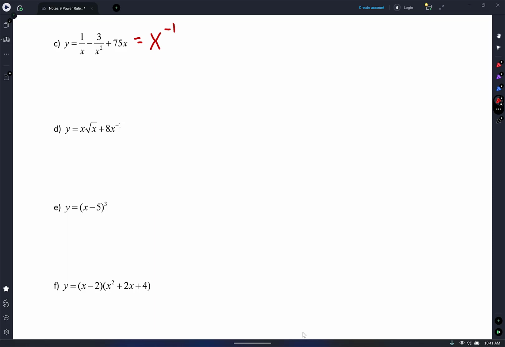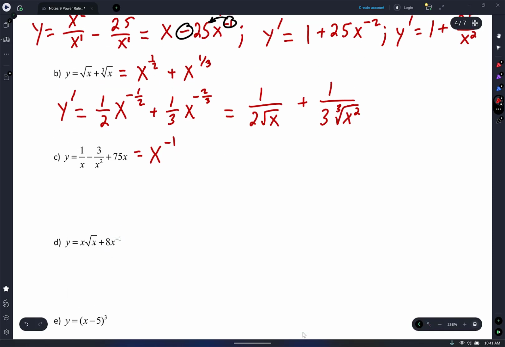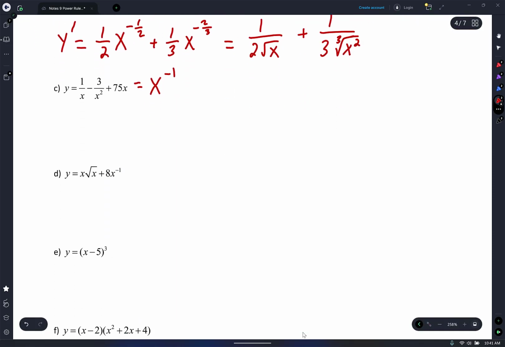Negative 1. Yeah, we're gonna need a review, guys. I'm gonna bring that x squared up. I'm not taking a derivative. I want you guys to notice the notation that I'm not taking a derivative. I only write y prime when I take a derivative. Minus 3, and I'm bringing that x squared up. That's x to the negative 2. And then that 75x I don't have to worry about, plus 75x. Are we okay with writing the expression like that?